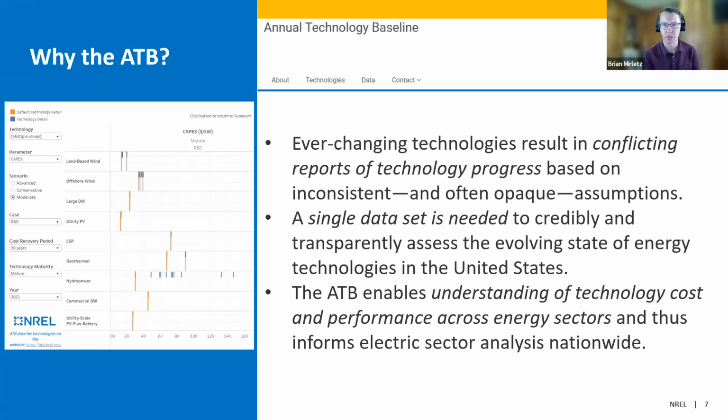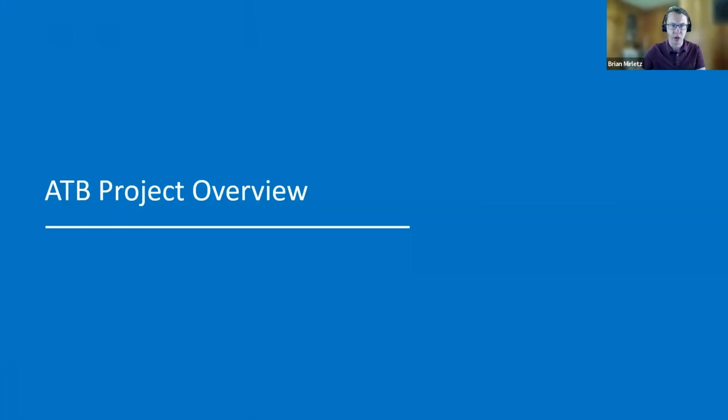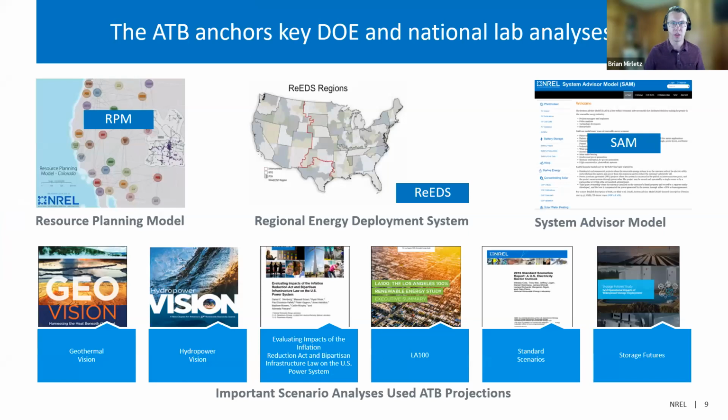Ever-changing technologies result in conflicting reports of technology progress based on inconsistent and often opaque assumptions. A single data set is needed to credibly and transparently assess the evolving state of energy technologies in the United States, and the Annual Technology Baseline enables understanding of technology cost and performance across energy sectors and thus informs electric sector analysis nationwide.